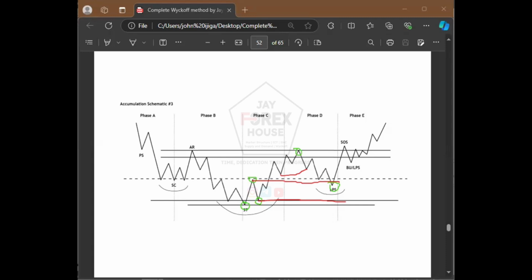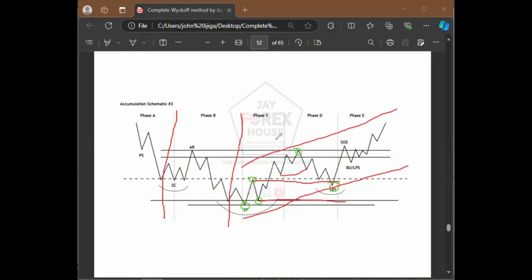Okay. So looking at this, phase D, as you can see, gives us an entry opportunity with the turnover of the structure as well. So structure turns bullish after the manipulation is done. And the manipulation is done within phase B, as I told you guys earlier. So phase B is not the best time to get in the market.